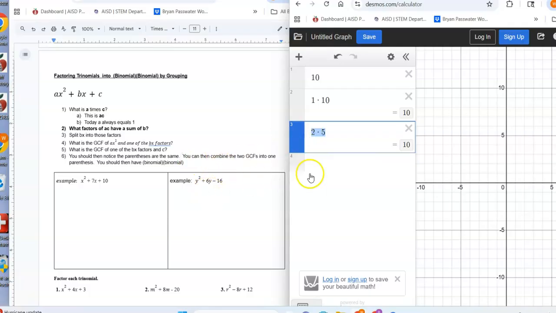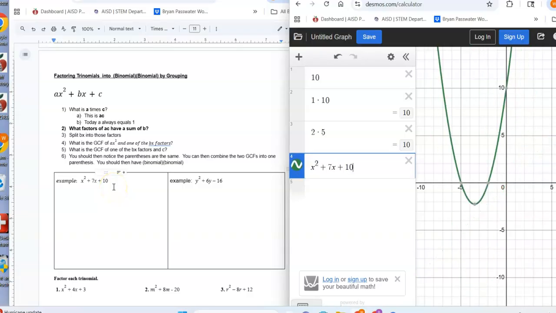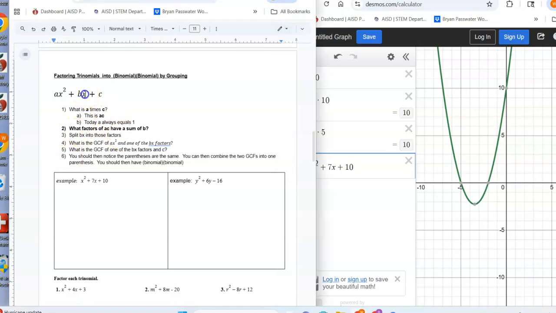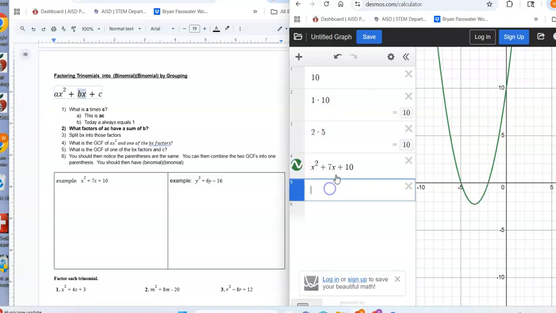Okay, so here you see how this says x squared plus 7x plus 10. Split bx into those factors. bx means this thing in the middle. So I'm going to split 7x into 2x and 5x. I could have written 5 first and 2 next. It really doesn't matter.